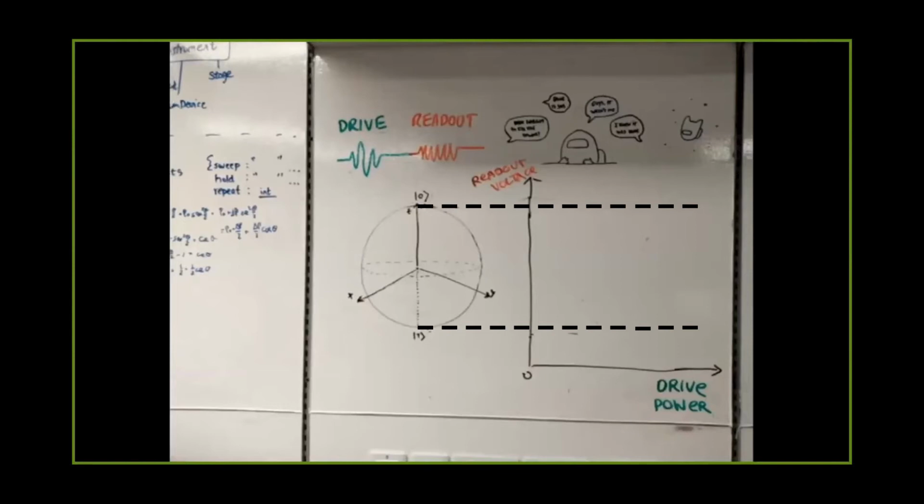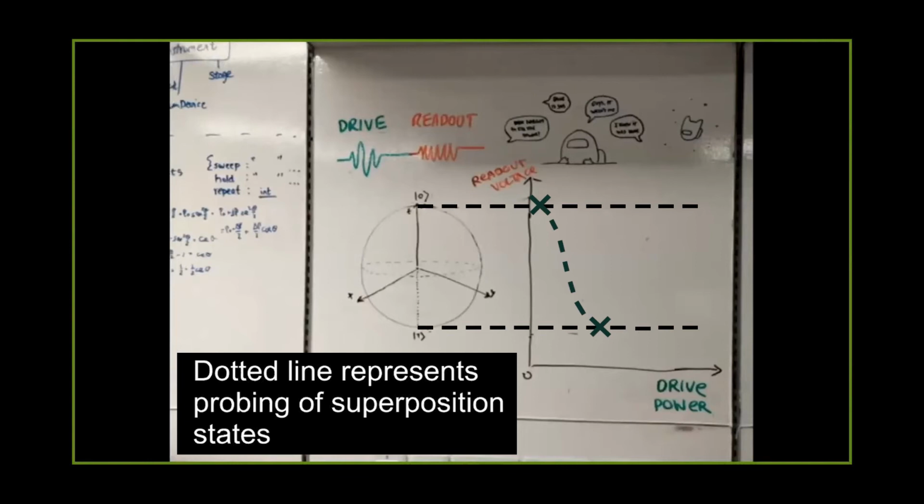So if we were to apply a drive power of 0, the qubit is in the ground state, so we will get a high readout voltage. If the qubit has been rotated by half a revolution, it will give us a low readout voltage. So we can join these 2 points together with a dotted line, and this dotted line is formed by statistically averaging over many repetitions.